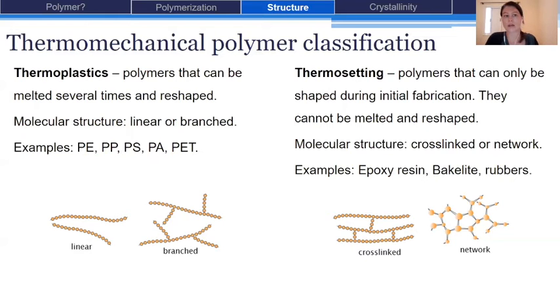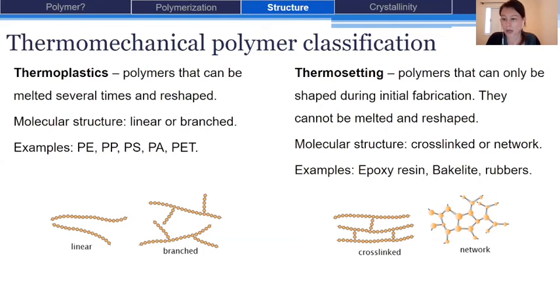So I can melt this polymer, I can shape this polymer during the polymer processing, and after the use of the product, I can melt it again and give it another shape. So we say that we can recycle these polymers. Thermoplastics can be recycled. It is the case of polyethylene, polypropylene, polystyrene, polyamide, polyethylene terephthalate. All of them are thermoplastics.